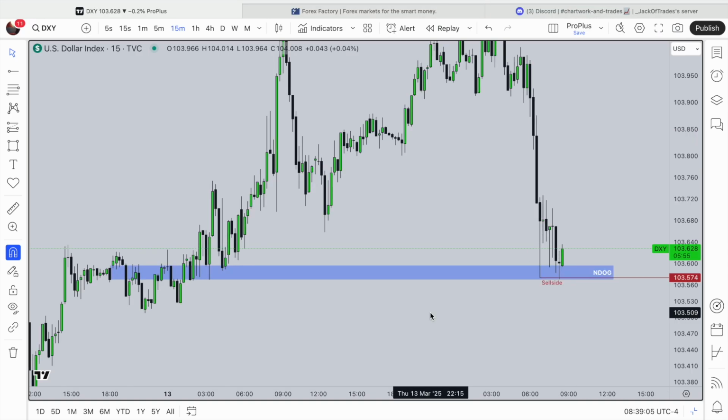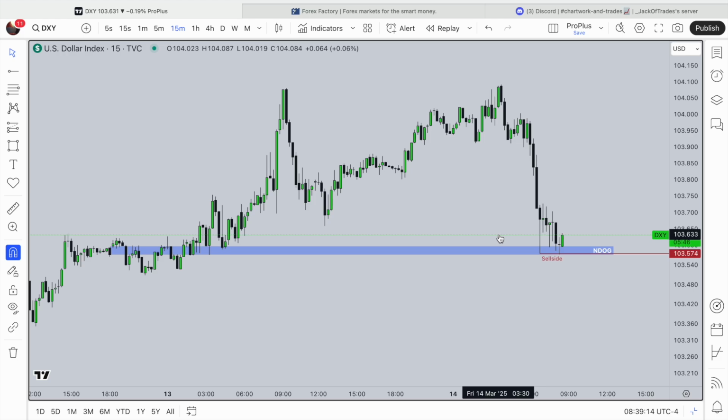Okay, looking at Dollar, Euro, and Pound on the 15-minute time frame, so just like a session bias really. Nothing's really going on the hour, so I've just come down to a lower time frame.